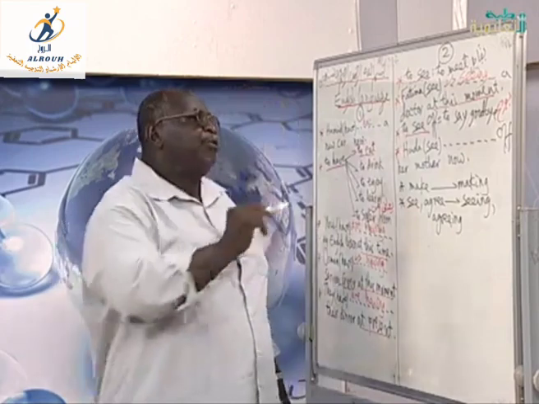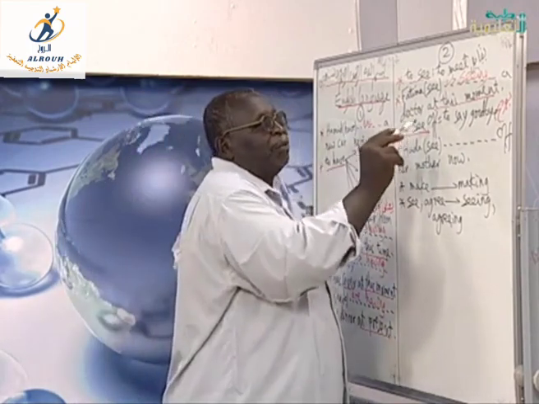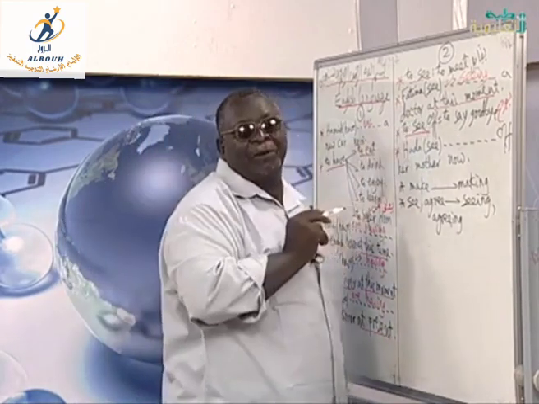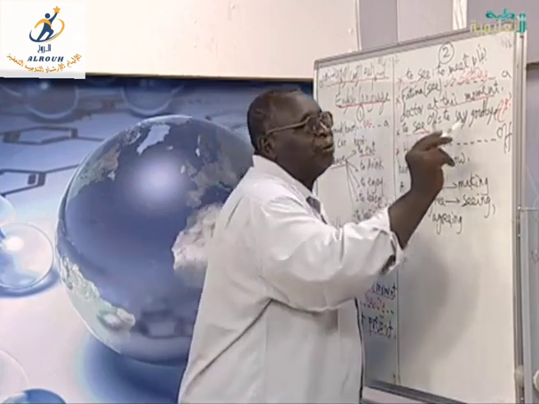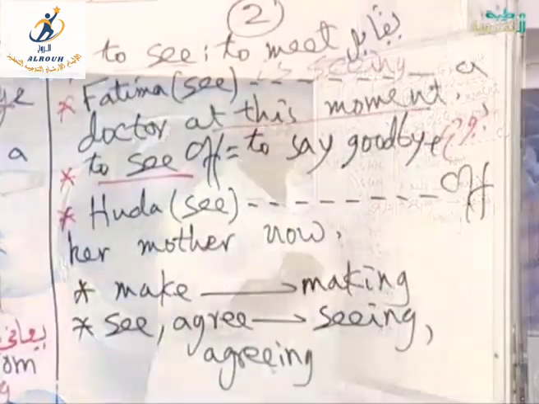Again, we have to see off. Of course, this is a preposition. I hope it can be clear for you. O-double-F, to see off. To see off means to say goodbye. In Arabic, we say ودع.